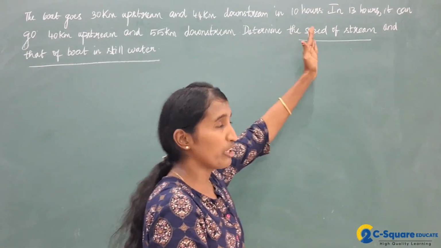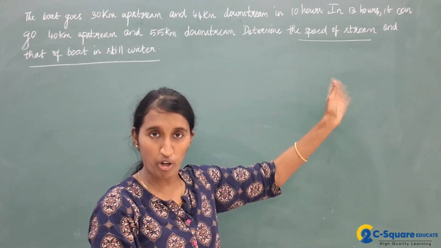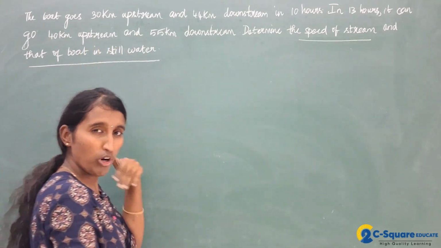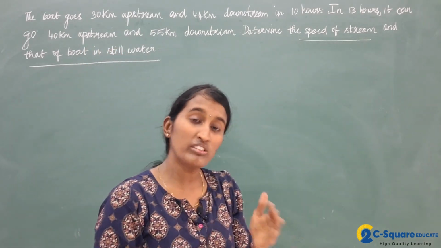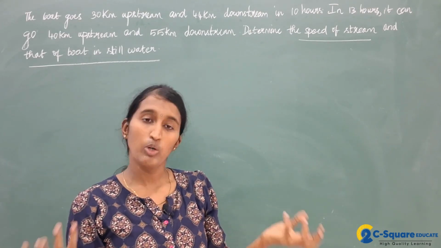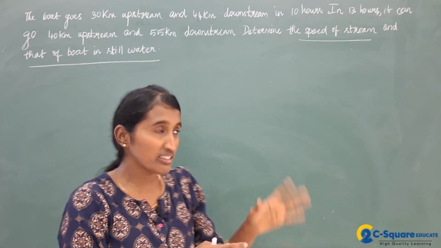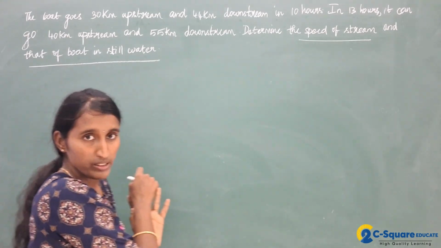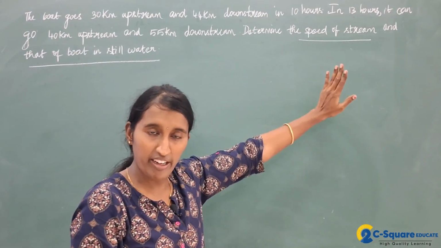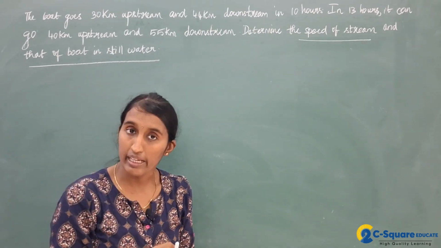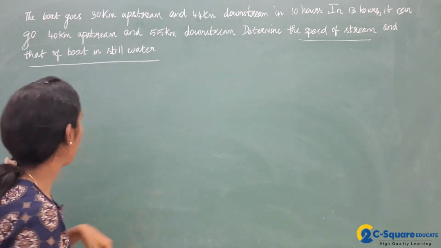So you know what is the speed of stream? Speed of the moving water, right? And what is the speed of boat in still water? What do they mean? The boat's own speed, without any external force. That is the meaning of the speed of the boat in still water. Okay, now we have identified the unknowns. And what should be the next step? We need to give names to those unknown variables.